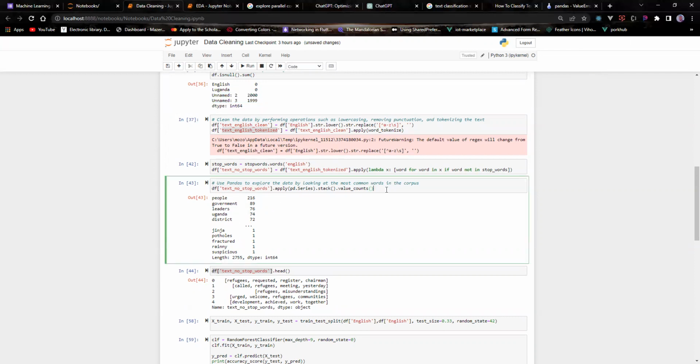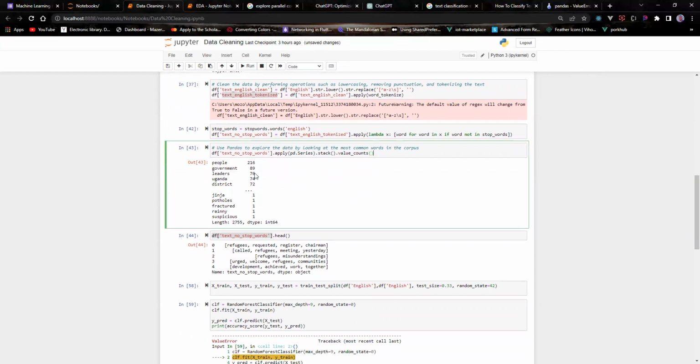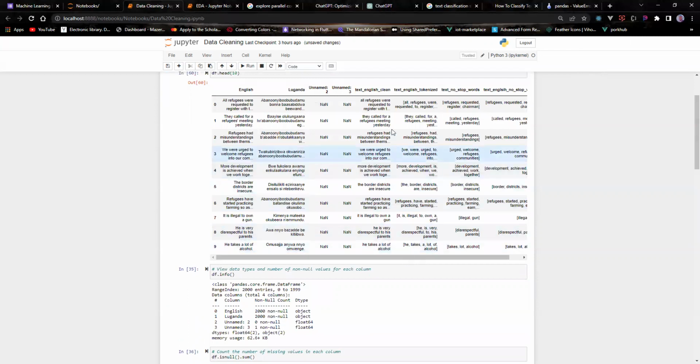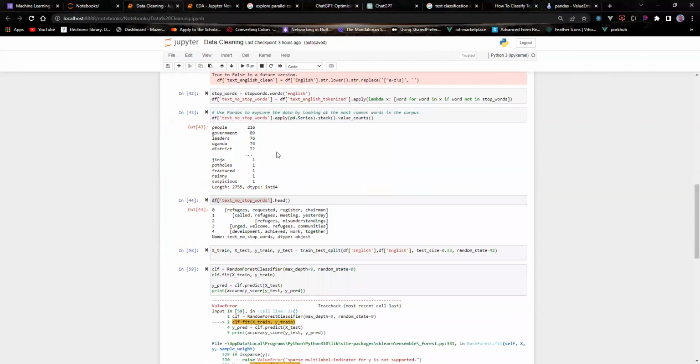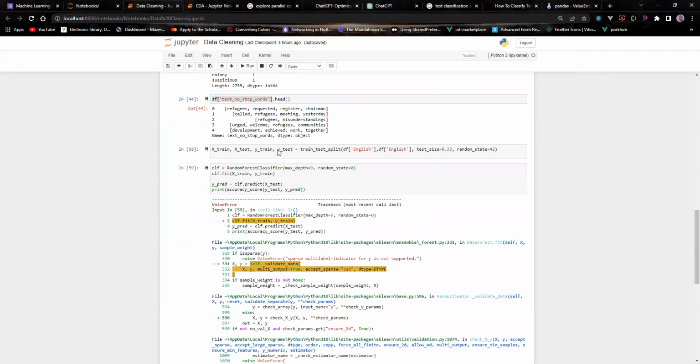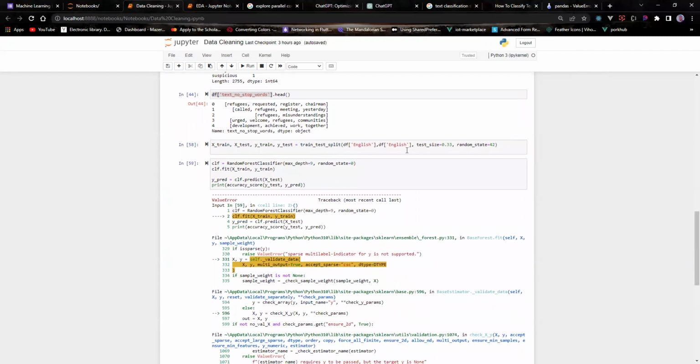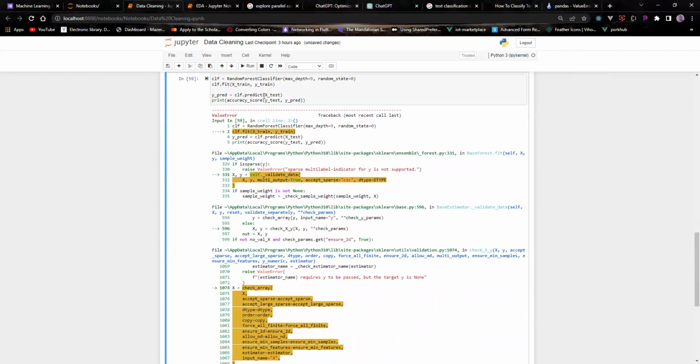So I tried to do a count of the most common words now that I cleaned it. As you can see, all the refugees were registered. Without stop words, you only remain with words like refugees, requested, register, chairman, the meaningful words. I'm able to remove the stop words, which are meaningless to this translation.